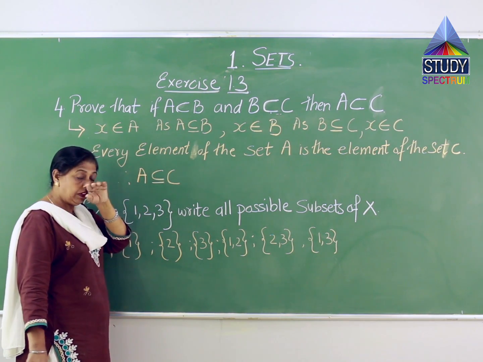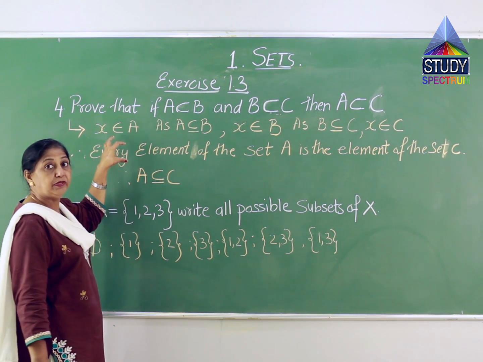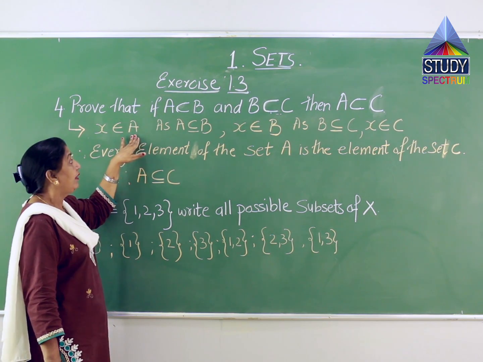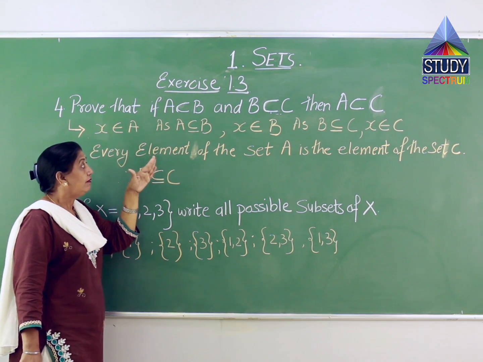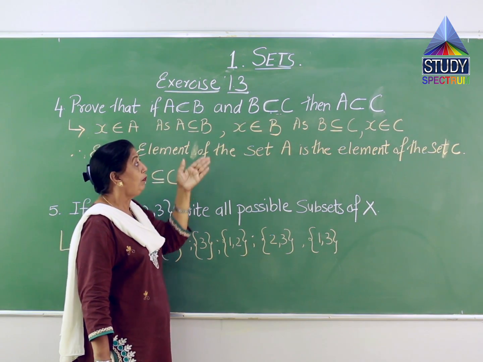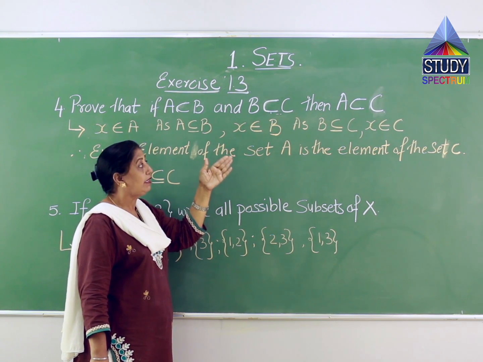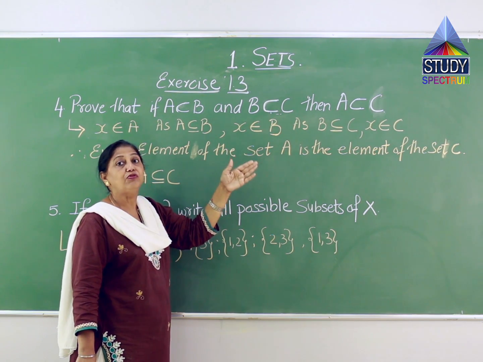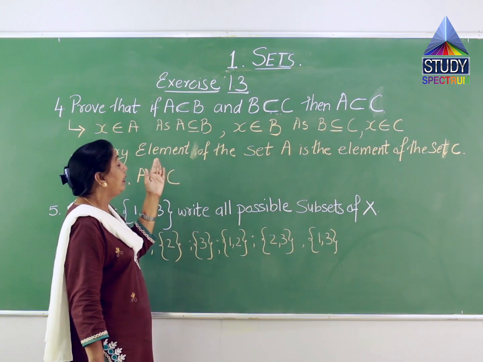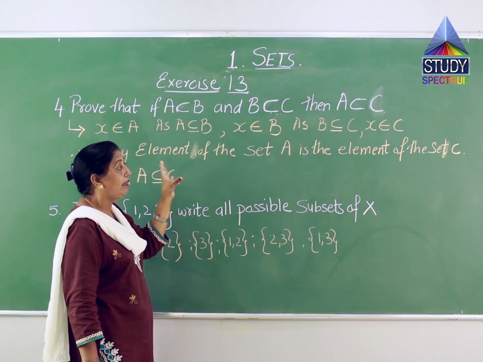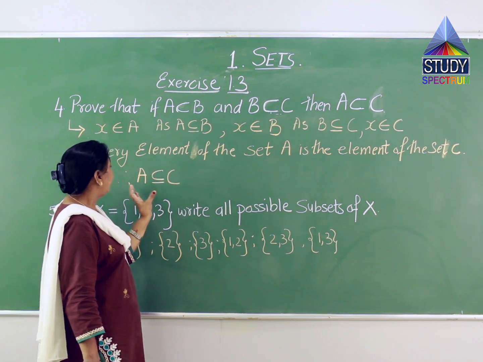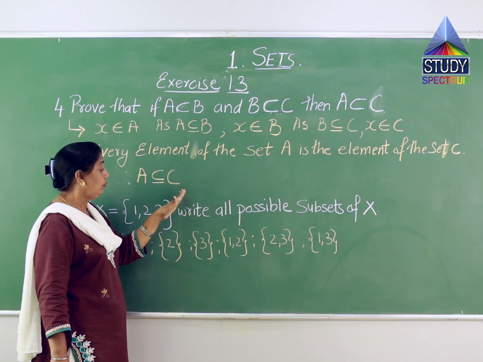Once again I'll explain this. To prove this, we have to suppose that X is an element which belongs to A, and A is a subset of or equal to B. Therefore X also belongs to B. As B is a subset of or equal to C, X belongs to C also. And from this we can make out that the elements which are in A are also elements in the set C. So it is proved that set A is a subset of or equal to C.